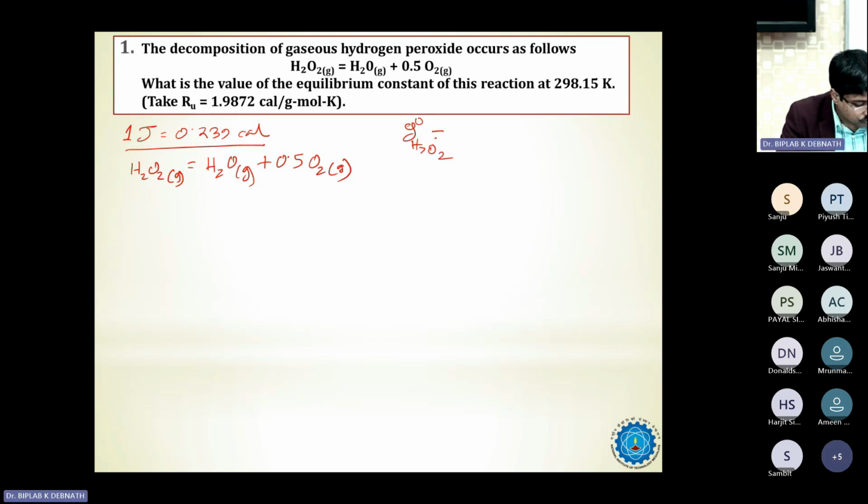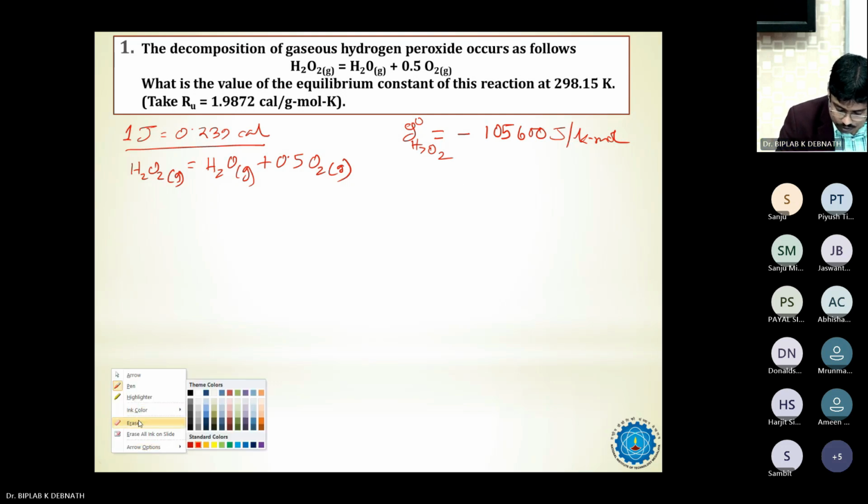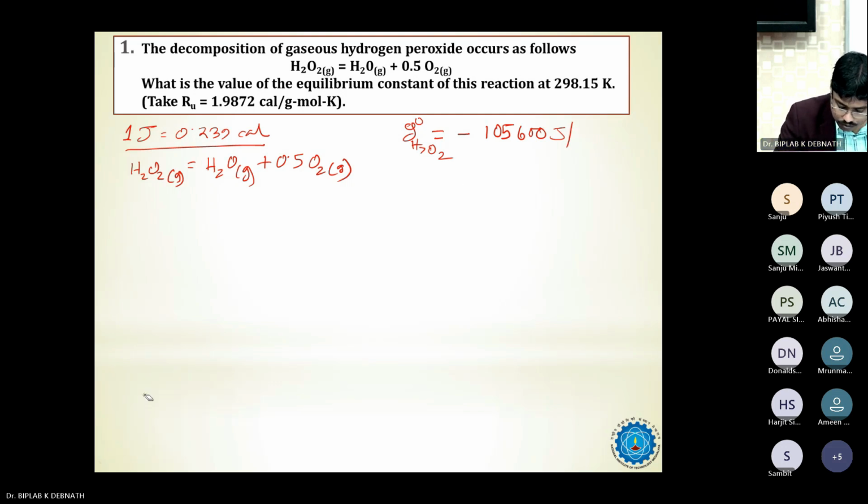H2O2 is equal to minus 105,600 joule per gram mole. Okay, where you have, sorry, joule per mole, joule per gram mole. Let us write similar units, gram mole.